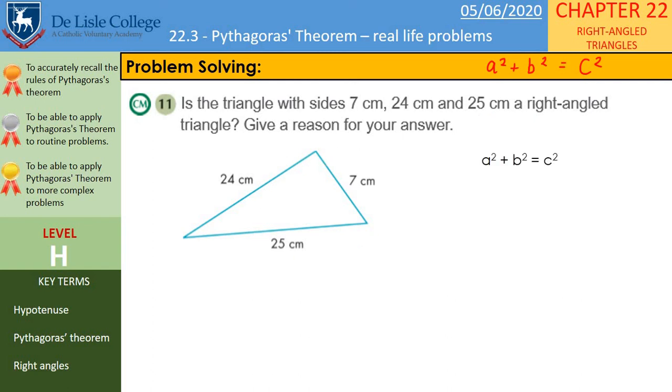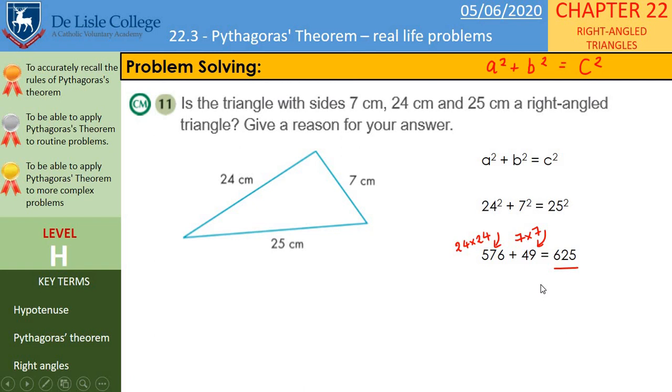We have to check. So we know we're doing 24 squared plus 7 squared, because we've got to assume that's the hypotenuse because it's the longest side. So we're adding the squares of these two values to see if it equals 25 squared. Well, let's see. If we do 24 squared, which is obviously 24 times 24, we get 576. And if we do 7 times 7, we get 49. And if we add those two values together, we get 625.